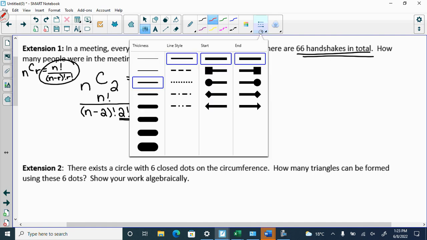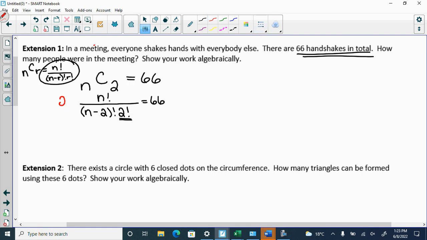So I'm going to times this by 2 factorial, and I'm going to times this by 2 factorial, which is technically just times by 2. I think it's 132.